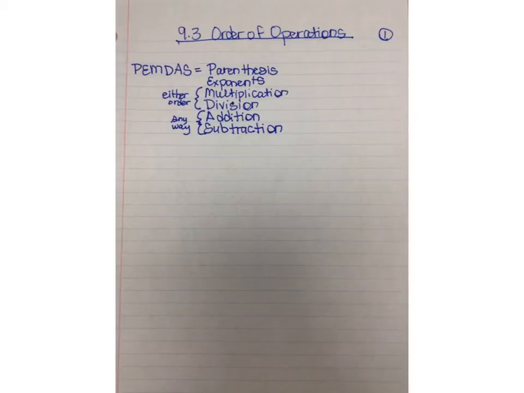Okay, so order of operations is the order in which you should solve a problem. If there's addition and subtraction and multiplication, there's parentheses, you don't know where to start. You don't just automatically start left to right. You have to do a specific order. And that order is PEMDAS, which is just a funny made-up word to help you remember which order to do them in. So, the P stands for parentheses.